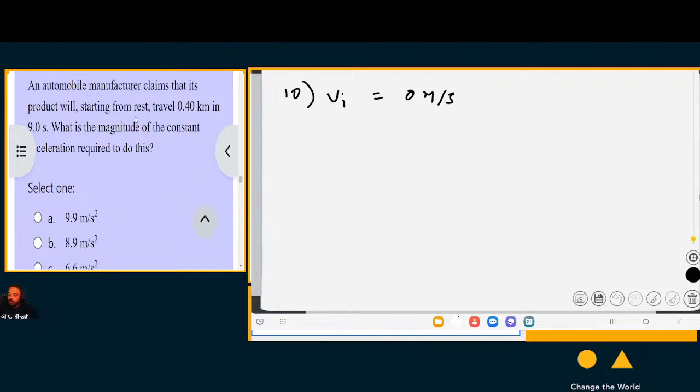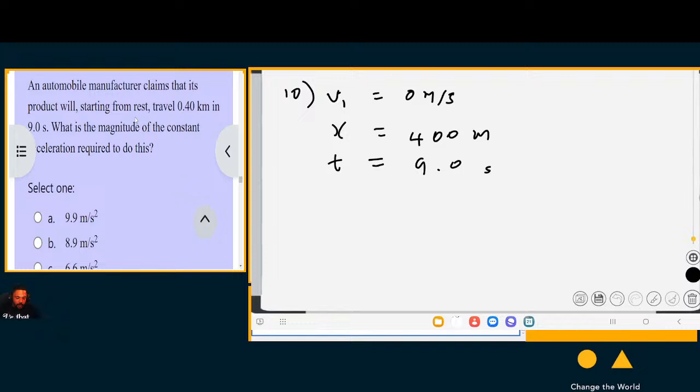It'll travel a distance x of 0.4 kilometers, so that's 400 meters. Let's rather write it in meters, 400 meters in 9 seconds. This is the claim that this car manufacturer made. What is the magnitude of the constant acceleration? So how fast must this car be accelerating to achieve this particular feat?